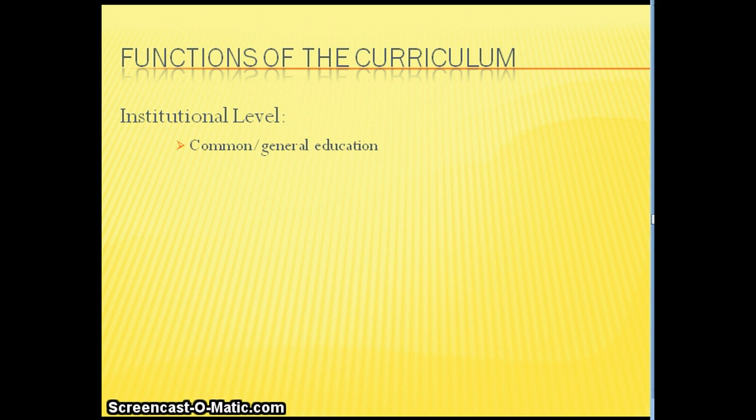that curriculum can serve. And so the first is this common or general education. And so you can think of this as a set of the minimum competencies that people need to be actively engaged citizens, successful, responsible participants in their society.